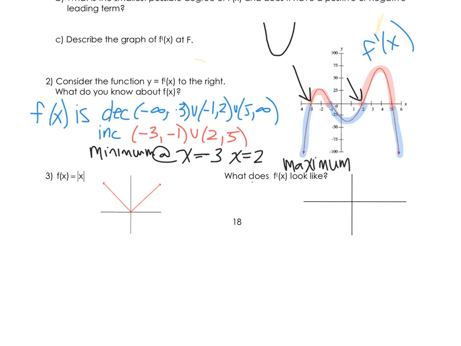I know that the original function is going to have a maximum at x equals, by the way, these are local maximums, x equals -1 and x equals 5. How do I know that those guys are going to turn into, on the original function, maximums? Because when I go left to right, this is telling me positive slopes, positive slopes. This is telling me negative slopes, negative slopes.